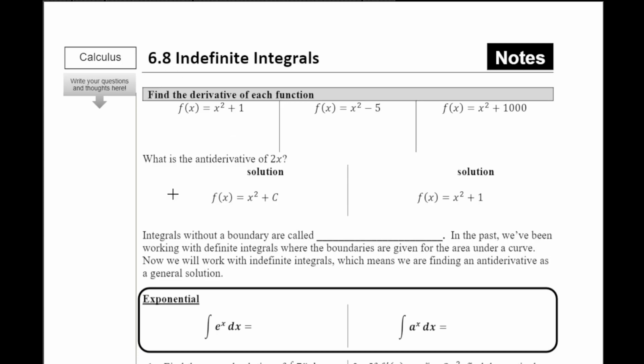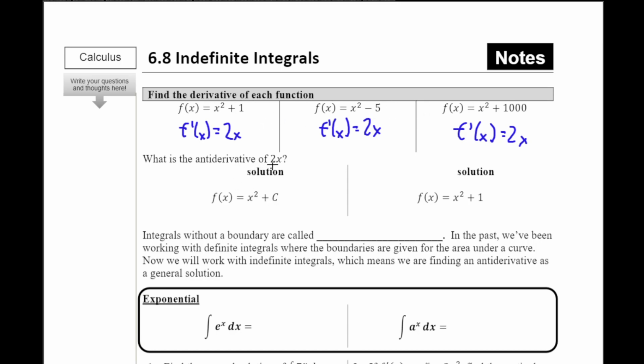Find the derivative of each of these functions. The derivative here, f prime of x, is just equal to 2x. This one here, f prime of x is also 2x. This here is x squared plus 1,000. Well, the derivative is still 2x because the derivative of any of these constants is 0.